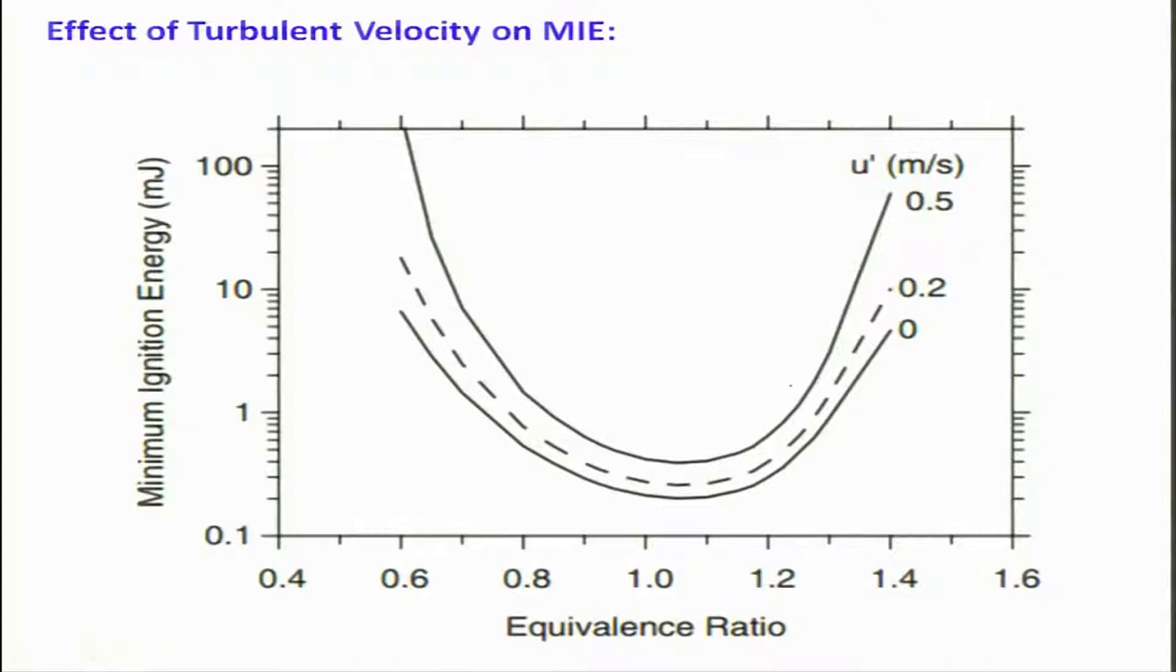Let us look at the effect of turbulent velocity on minimum ignition energy. This is not experimental; it is a semi empirical relationship that I have taken, and u dash is the turbulent fluctuating velocity, taken as 0, 0.2 and 0.5 meter per second, which is a quite low turbulence level. Even so, for any particular equivalence ratio there is an increase in the minimum ignition energy as u dash goes on increasing from 0 to 1, where 0 means no turbulence at all. So minimum ignition energy is affected by the turbulence level, the velocity, the initial temperature, the pressure, and the type of fuel air mixture and its ratio.